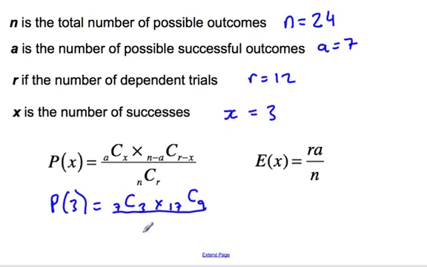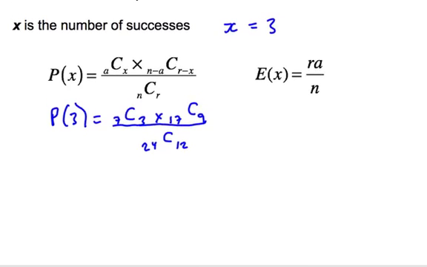So now we're going to divide by the total number of possible ways we can pick the 12 marathon runners for the first heat. So this is going to be 24 choose 12. So that's the total number of ways we can pick the 12 runners for the first heat out of the 24.